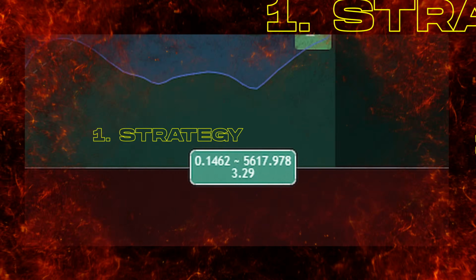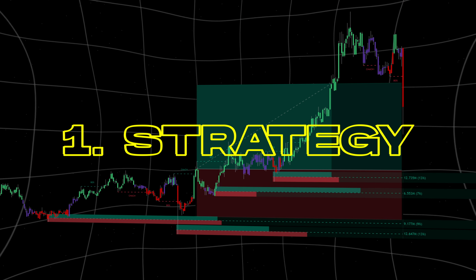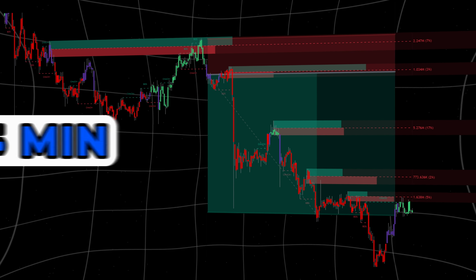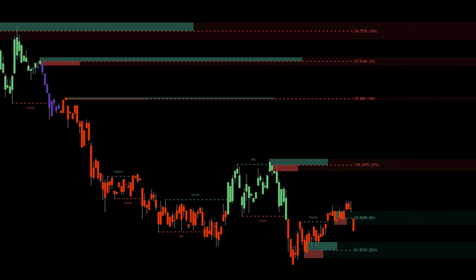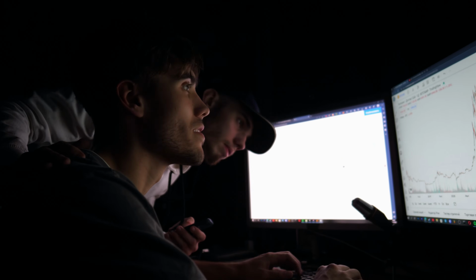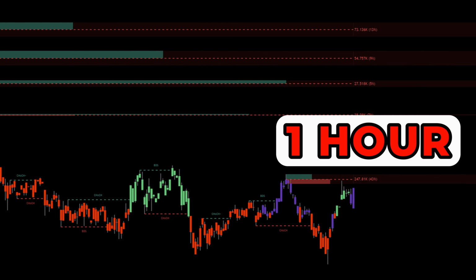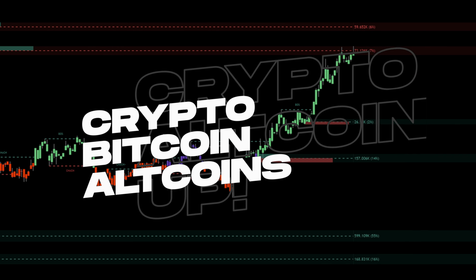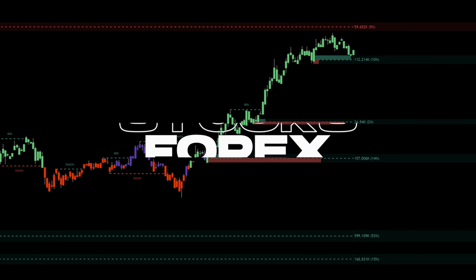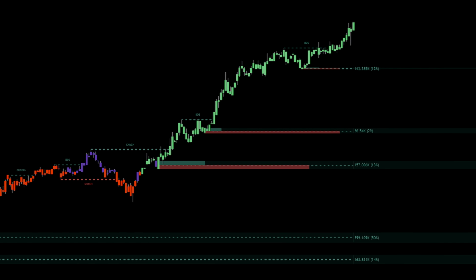Let's kick things off with our first strategy. This strategy shines on lower time frames like the 1-minute and 5-minute charts, making it ideal for day traders aiming for quick, consistent profits. It also performs impressively on higher time frames like the 1-hour and even on daily charts. Whether you trade cryptocurrencies like Bitcoin and altcoins, major forex pairs, or stocks, this strategy delivers exceptional results. Imagine the potential profits you could achieve with such a versatile strategy.